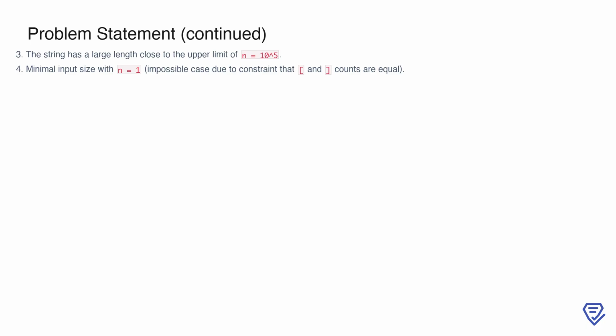As we wrap up the problem statement, it's important to consider the constraints and edge cases. The string length, n, can be as large as 10 to the power of 5, so the solution must be efficient. Every character in the string is either an opening or closing bracket, and the counts of these characters are always equal. Edge cases include strings that are already balanced, strings requiring the maximum number of swaps, very large strings close to the upper limit of n, and minimal cases where n equals 1. Although the last case is impossible due to the equal count constraint, it is still important to account for such scenarios when designing a robust solution.